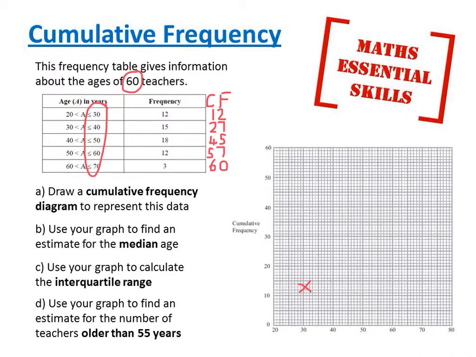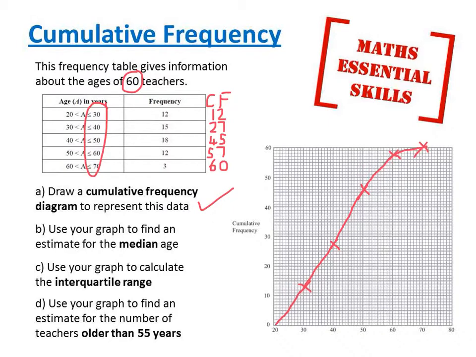My next value is age 40 years, up to 40 years, cumulative frequency of 27. The next one is up to 50 years, cumulative frequency of 45. Up to 60 years, a cumulative frequency of 57. And finally, up to 70 years, cumulative frequency of 60. I shall now join these points with a smooth curve, not with a ruler. And that's my cumulative frequency diagram drawn.